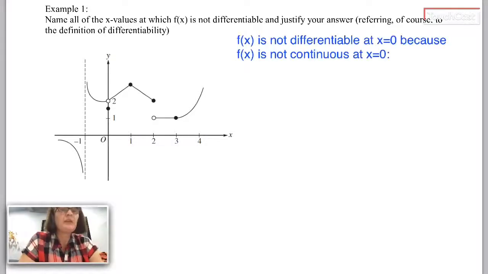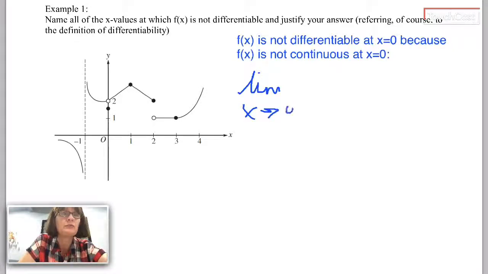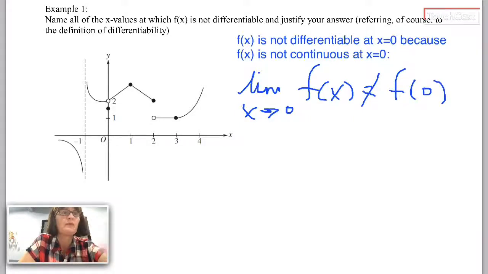All right, so for a very thorough answer, you would say f of x is not differentiable at x equals 0 because f of x is not continuous at x equals 0, and then you would give the reason that you know f is not continuous. I would say the limit as x goes to 0 of f of x is not equal to f of 0. So that's a complete answer for why f is not differentiable at x equals 0.